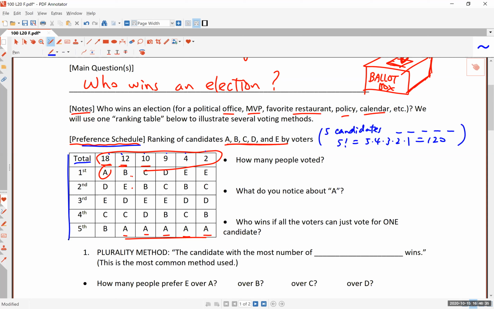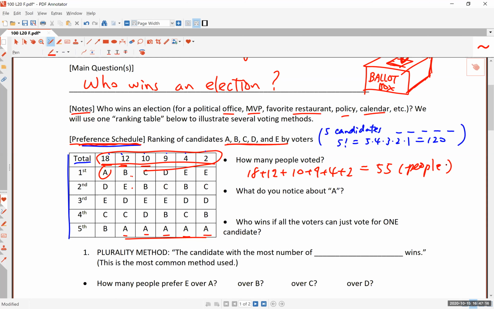Now let's answer some questions by looking at this preference schedule. This is a very good problem. I don't have to teach you how to do that. How many people voted here? If you have these people who ranked the 5 candidates casting ballots, how many people are considered altogether? That's easy. All you have to do is add up these numbers on the top: 18 plus 12 plus 10 plus 9 plus 4 plus 2, and you will get 55 people. So there are 55 people casting ballots or deciding who the winner is.